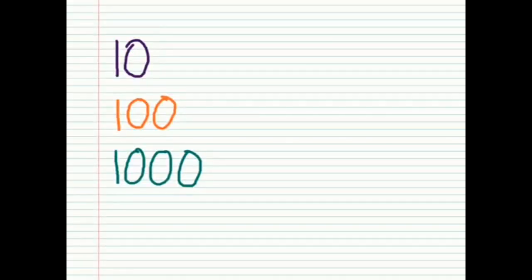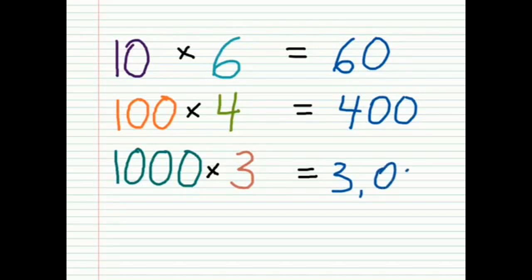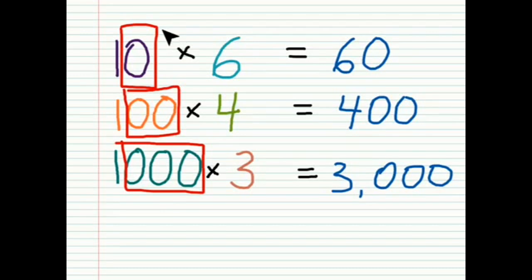So how do we extend multiplication facts? Let's start with the idea that multiplying by 10 or 100 or 1,000 or 10,000 is very easy. If we have 6 tens, it's 60. If we have 4 hundreds, it's going to be 400. If we have 3 thousands, it's going to give us 3,000. As you can see, you're basically taking these zeros and just sticking them on the end of the number you're multiplying by.